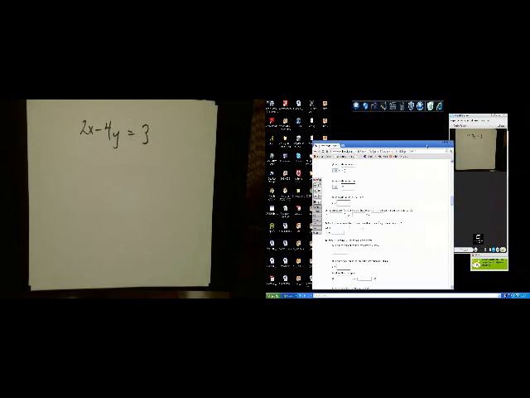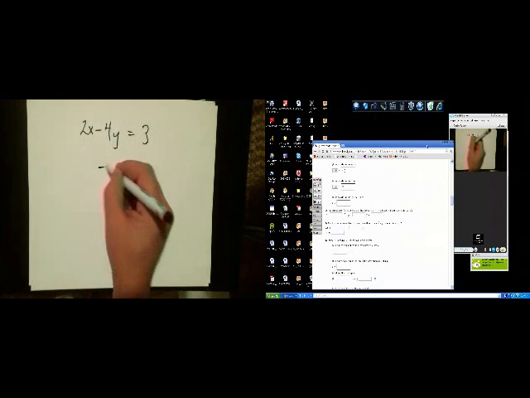What was the first thing that you did to solve for y? Actually, now that I'm looking at this, I don't think I did. So I took minus 2x from each side. Okay.